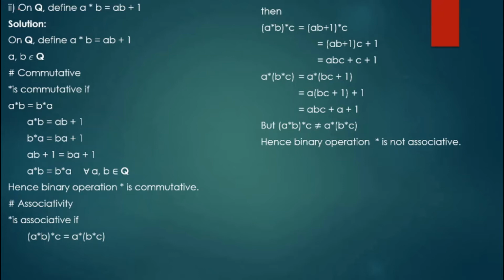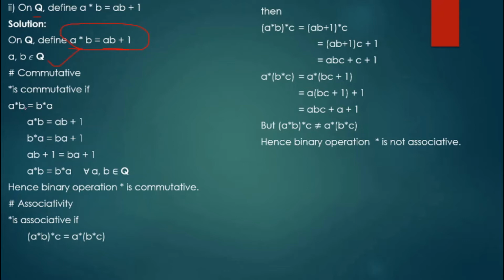Next, the second sub-question is on Q, that is, the set of rational numbers. Define A star B equal to AB plus 1. Solution: on Q, define A star B equal to AB plus 1. So the binary operation here is defined as A star B is equal to AB plus 1. We have to check commutativity as well as associativity. We know that A and B belong to Q, that is, the set of rational numbers.